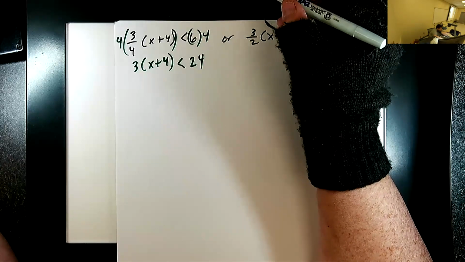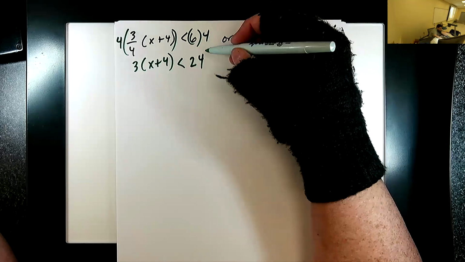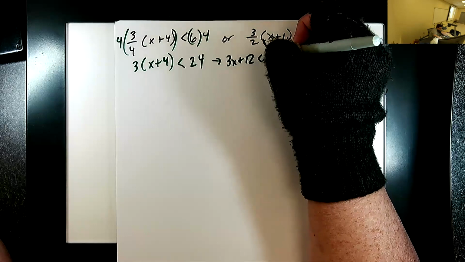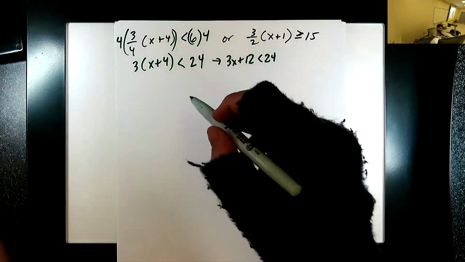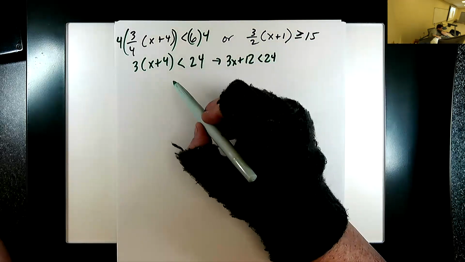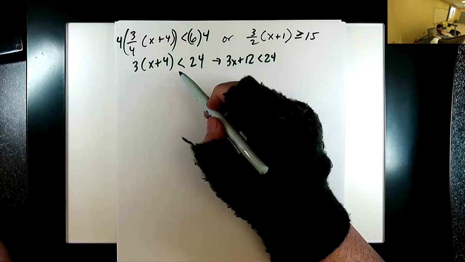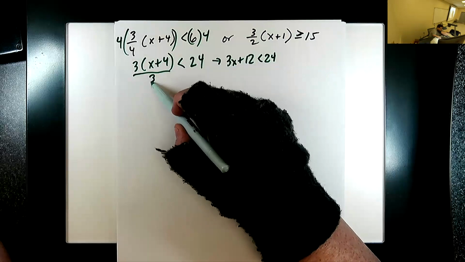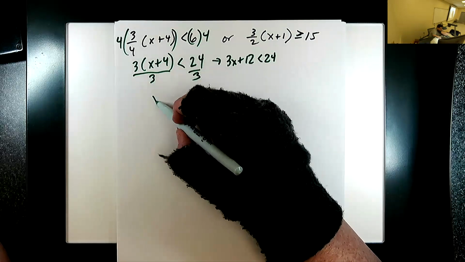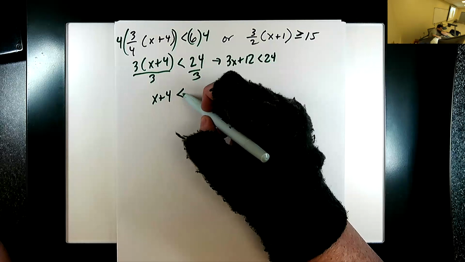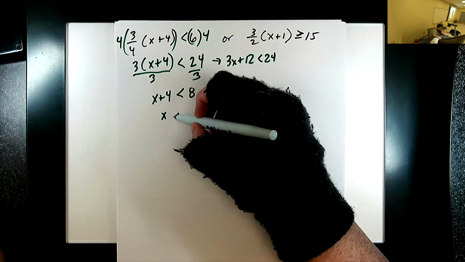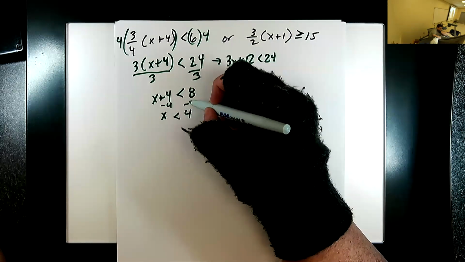Now, I could distribute here. I could say 3x plus 12 is less than 24. And I'll solve that way in a second. But notice that 24 is divisible by 3. If I divide both sides by 3 right now, this problem gets a lot easier. It's x plus 4 is less than 8. And you end up getting x is less than 4 after you subtract 4 from both sides.